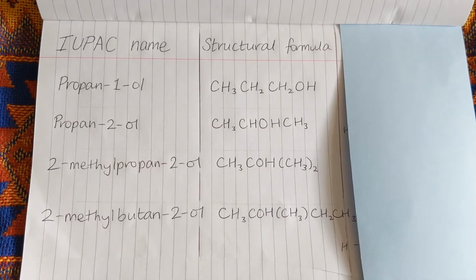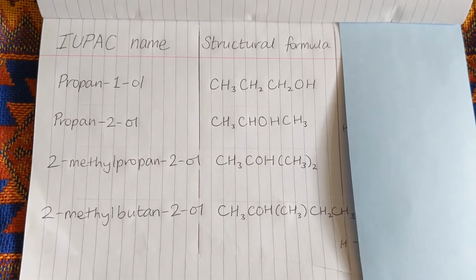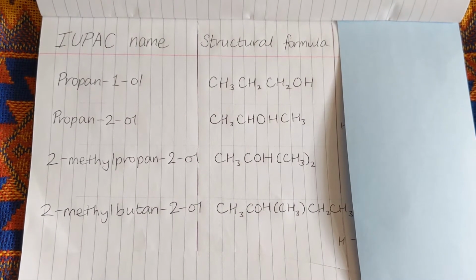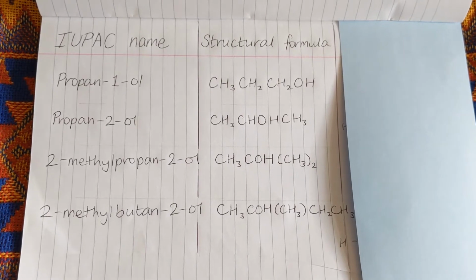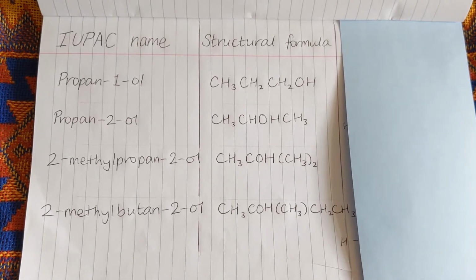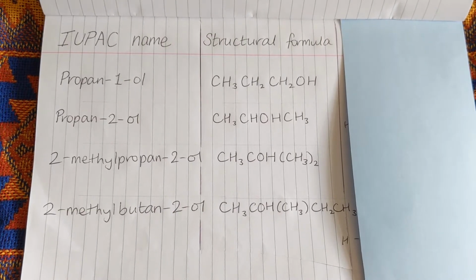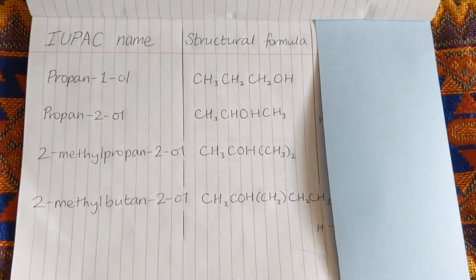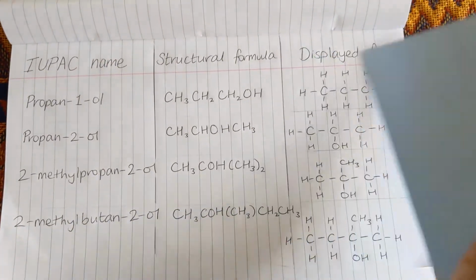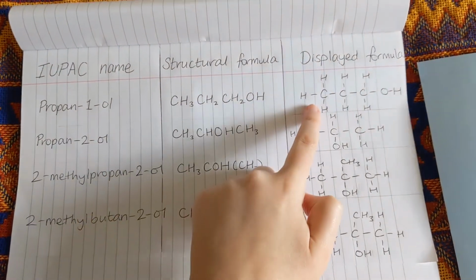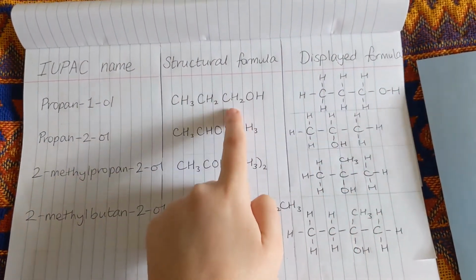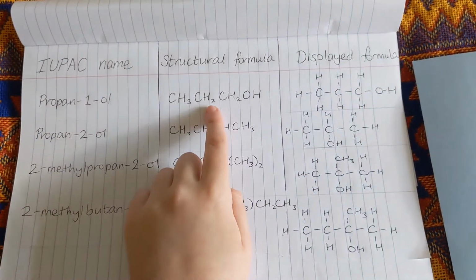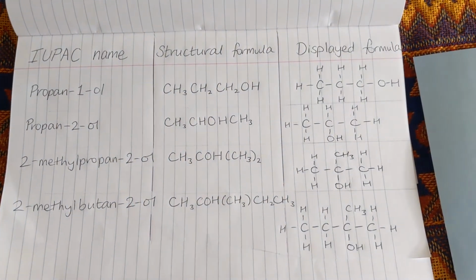What we're going to do is use the name and the structural formula to draw the compound as displayed formula, which is all atoms, all bonds showing. Now the structural formula shows you the number of each type of atom present, and it shows you the order in which they're bonded. So if we have a look at the displayed formulae, we have CH3, CH2, CH2 and then OH. So we draw it in the order we see it from the structural formula.